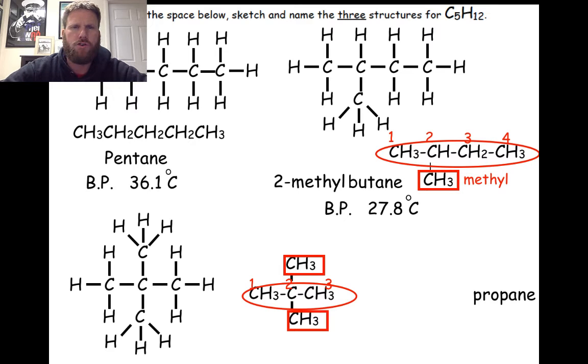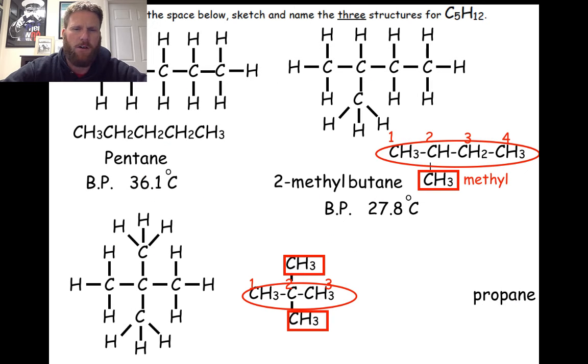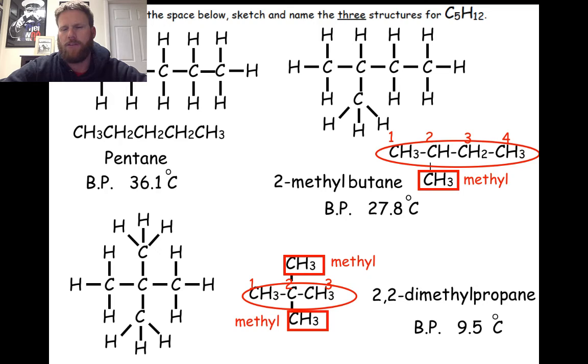This time I have 2 branches, and they're both methyls, 1-carbon chains. To name this now, we have to identify that we have 2 methyls, so we're going to use a prefix in front of methyl, and we're also going to say where both methyl groups are, and they're both on the second carbon, so we have to indicate it by saying that twice. 2, 2, and then since we have 2 methyl groups, we're going to say dimethyl. So this is 2,2-dimethyl propane. Notice the boiling point is 9.5 degrees Celsius. Notice that as the number of branches goes up on your isomers, the boiling points go down.